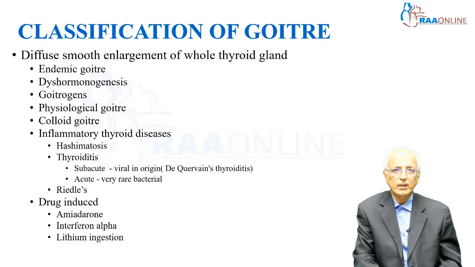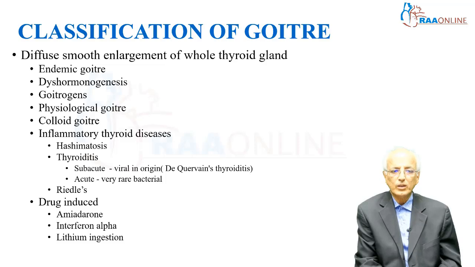Now, how do we approach a topic on goiter? First, classify the goiter. How do we classify goiters? Diffuse smooth enlargement of the thyroid gland. Where does it happen? It happens in endemic goiter, where there is iodine deficiency leading to hypothyroidism, leading to increased TSH, which increases thyroid gland size. Dyshormonogenesis, a congenital abnormality with defective thyroid secretion, leads to a similar situation of increased TSH, increased stimulation of the thyroid gland and goiter appearance.